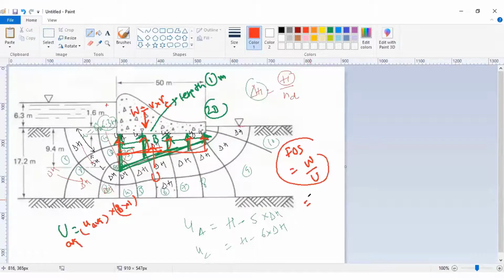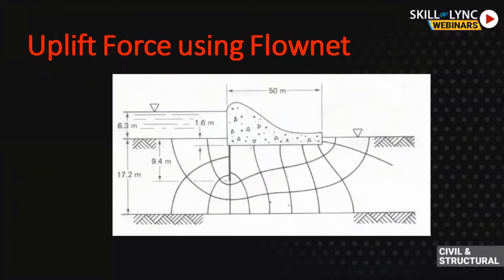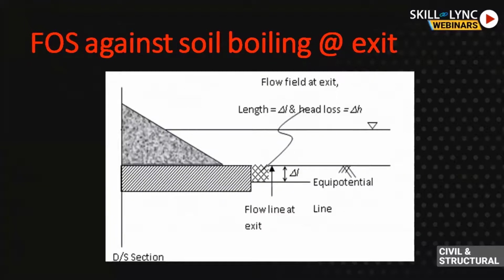We take a high factor of safety against uplift, so it should be ensured that it is more than 3. So like that, we do the calculation for the uplift force. You can see how I have used this flow net for the calculation of seepage discharge and force. And now I will explain how the factor of safety is calculated for soil boiling condition at the exit point. So here you can see I have shown the toe of the structure.